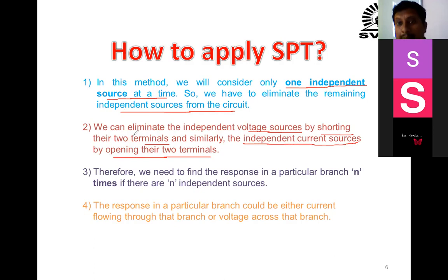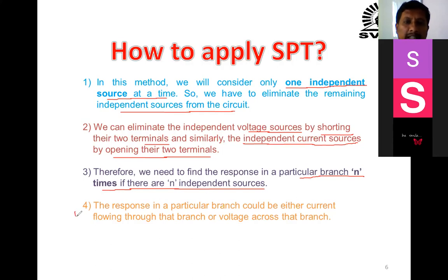Third step is, if there are n number of independent sources, then we need to find the response in a particular branch n number of times. If there are 3 independent sources, then we have to repeat this step 3 times. If only 2 independent sources are there, we have to repeat it 2 times. So it is applicable for up to n number of independent sources.